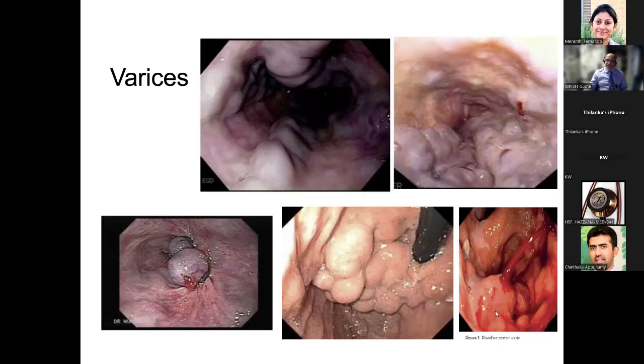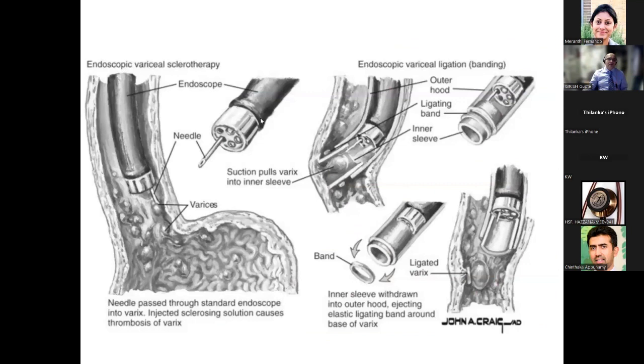And this is a situation where you really don't want to be in the operating theater, because this is a gastric varix which is oozing. And those of you who have been in such situations know how difficult it can sometimes be to manage the situation. So the treatment could be by either endoscopic variceal sclerotherapy or by an endoscopic banding procedure.